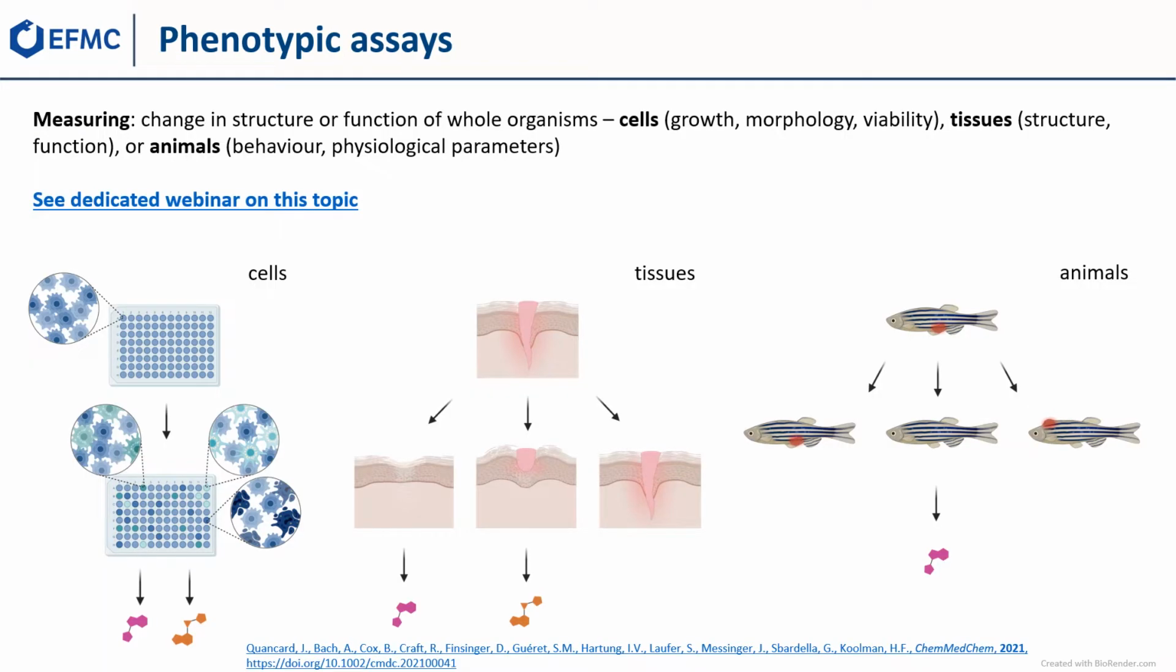An important group of functional assays deals with phenotypic assays. As exemplified in the pictures from left to right, they are aimed at measuring changes in structure and/or function of cells, that's to say cell growth, morphology, viability, changes in structure and function of tissues, or changes in behavior or physiological parameters in animal models. We already dedicated a whole webinar to this topic, and you can have access to it using the link in this slide. And also, you may want to read the viewpoint paper we published in Chem, as you can see in the reference in this slide.